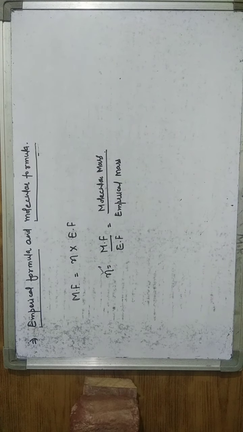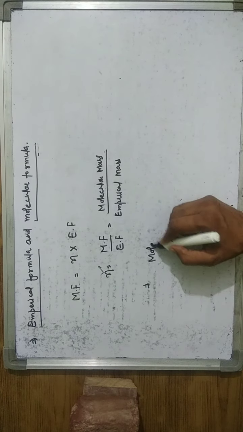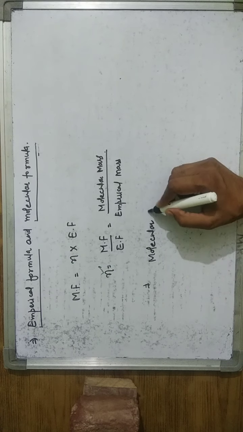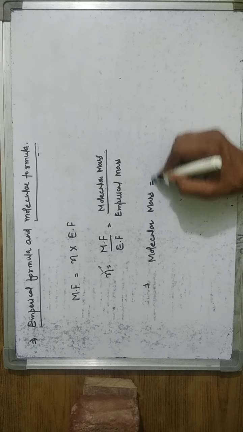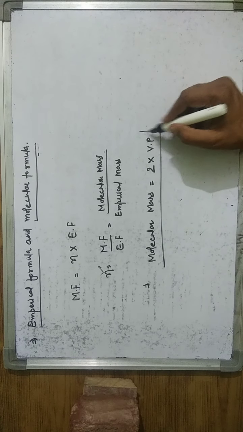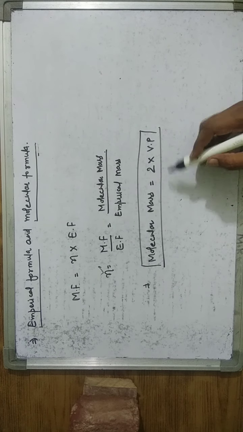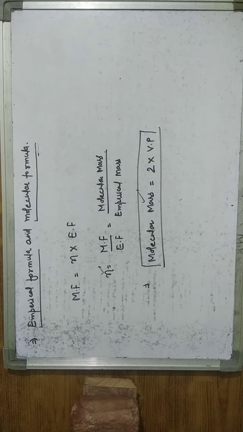And another relationship that we study here, sometimes vapor density is given, that we already studied. Molecular mass is equal to 2 into vapor density. Sometimes in a numerical problem, vapor density is given for a compound and we have to find out the molecular mass.